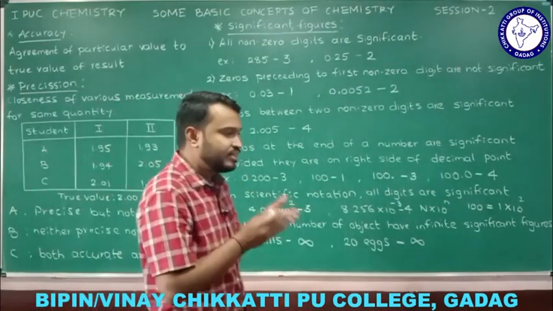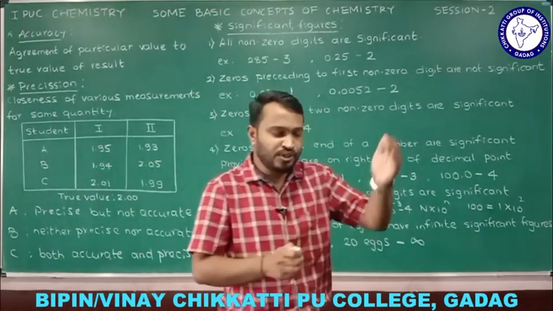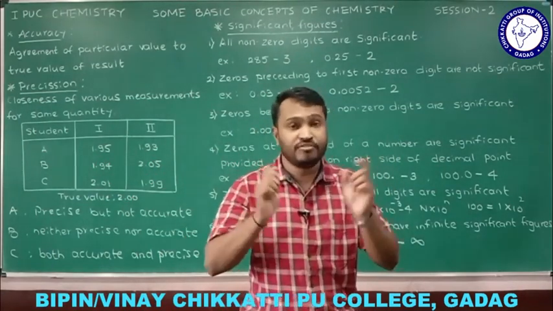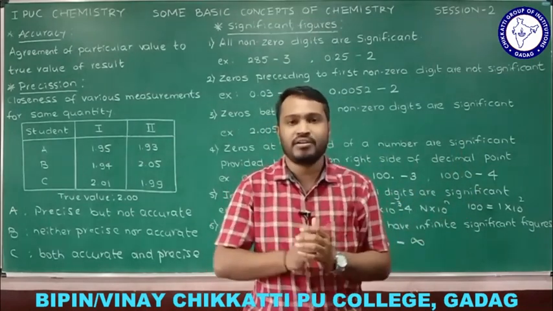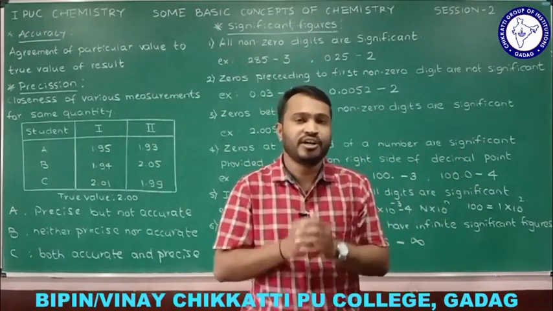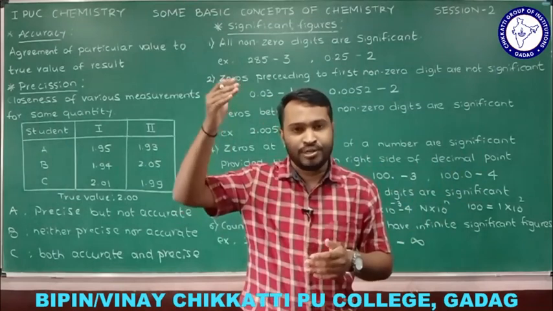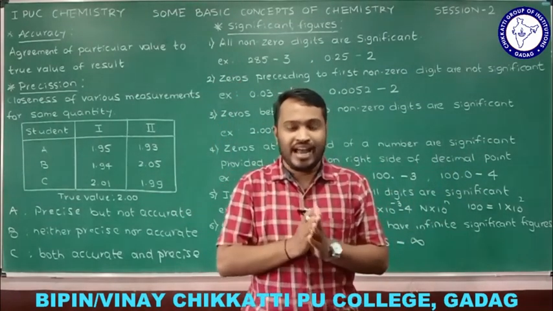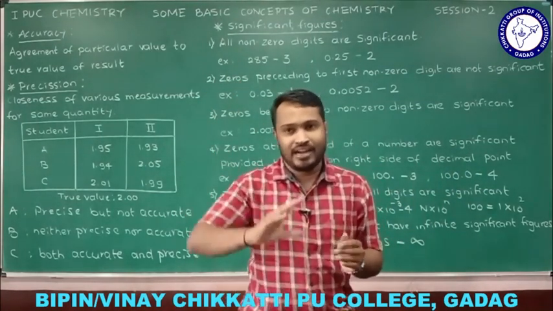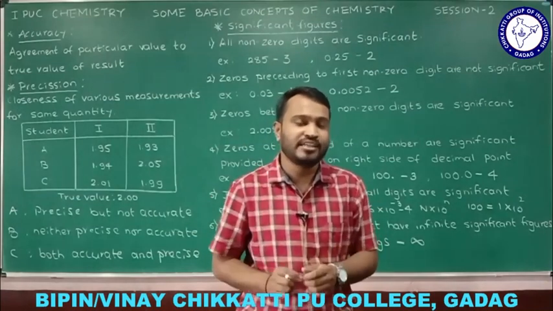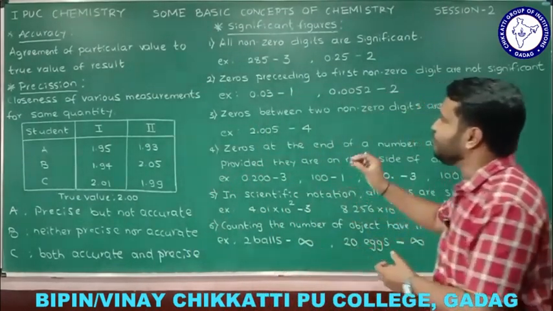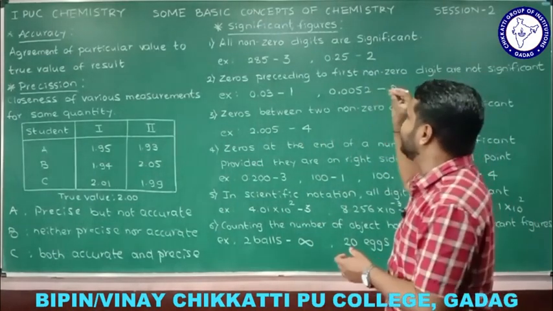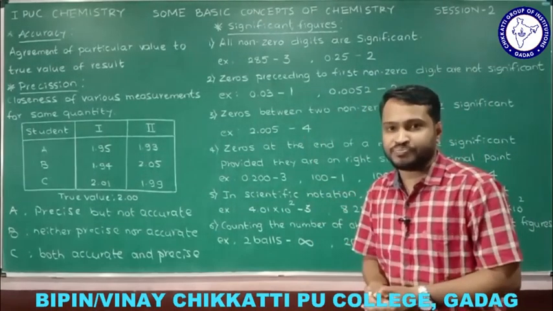And all these are the rules to calculate significant figures. If you read them just once, it will be a bit confusing. In the examination, if you have a number and they ask how many significant figures are there, you need to recall all the rules and apply them, and then calculate how many significant figures there are. So let me repeat the rules in a very simple manner. All non-zero digits are significant, right?